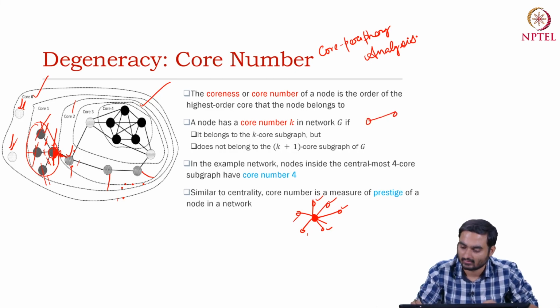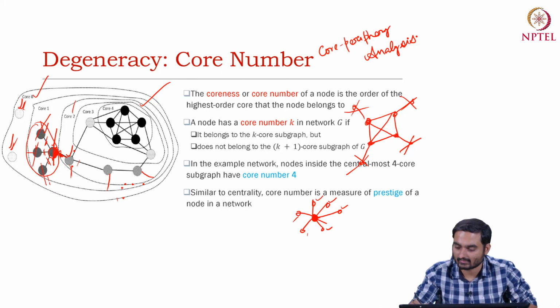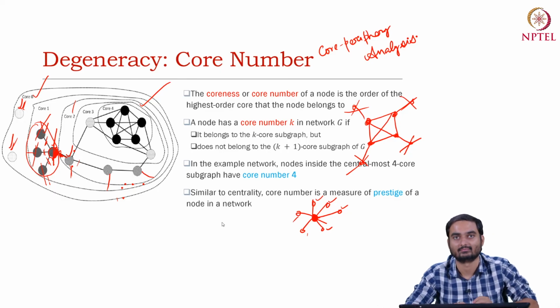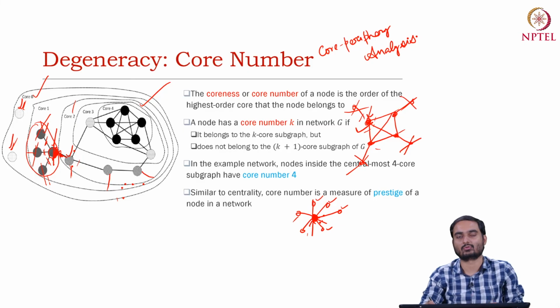Now think of another network like this. So when you remove these nodes, you will get core 1, but the remaining nodes will have core 3. Core 2, there is nothing. Core 3, you will have all these 4 nodes. Although degree-wise this node has degree 1, 2, 3, 4, and this node has degree 1, 2, 3, 4, 5, 6, this node has a high core value.